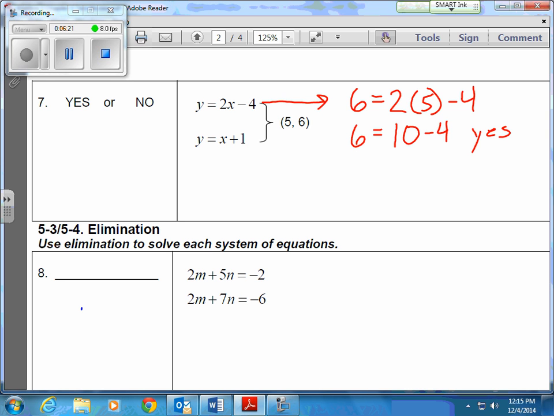Let's try the bottom one. Again, put 5 in for x, 6 in for y. So 6 is equal to 5 plus 1. Yes. So again, it works in both equations. Then it's the solution to the system.